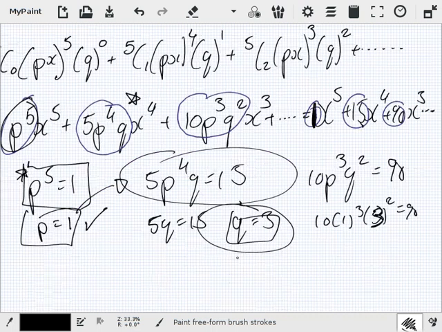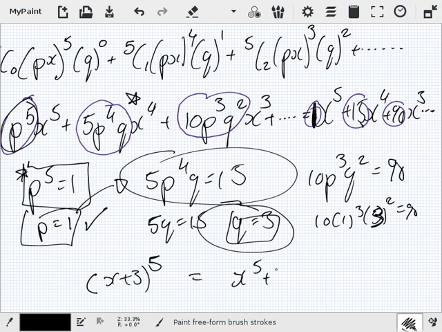And if you want to check the answer, then it should be the case that if I do (x plus 3) to the power 5, what was it, 5, wasn't it? I'm claiming that p is 1 and q is 3. So (x plus 3)^5 should be x^5 plus 15x^4 plus 90x cubed. You can expand it and see that it is right. p is 1 and q is 3, because (1x plus 3)^5 does give me the thing I want.